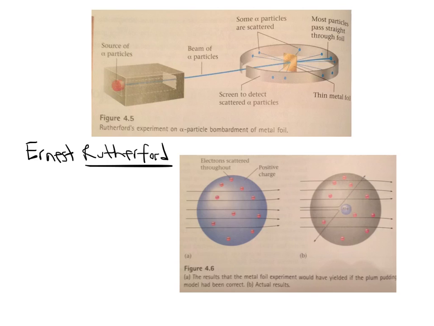And he was a little bit after Thomson, so the electron had been discovered. And Rutherford had an interesting experiment. What he did is he took a sample that emitted positively charged particles. They're called alpha particles. This is the Greek letter alpha. We'll get to that later in the year.